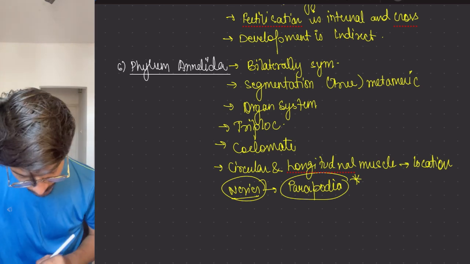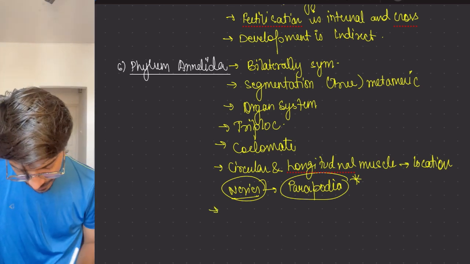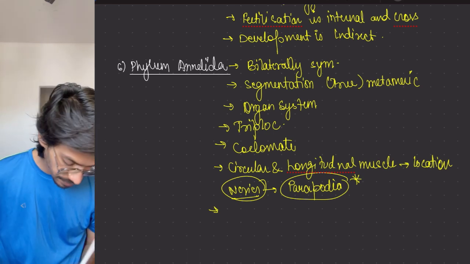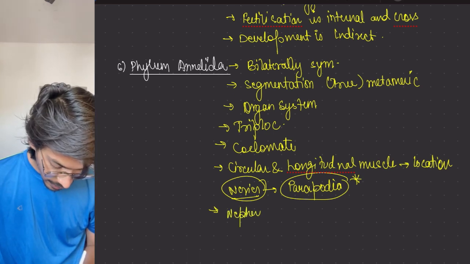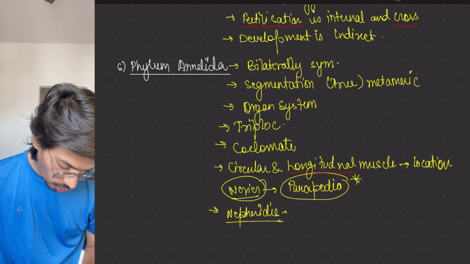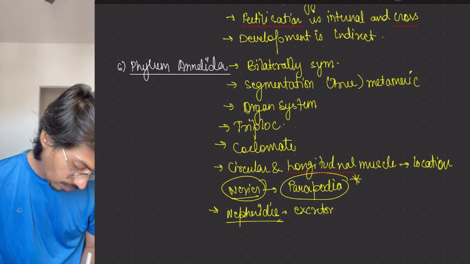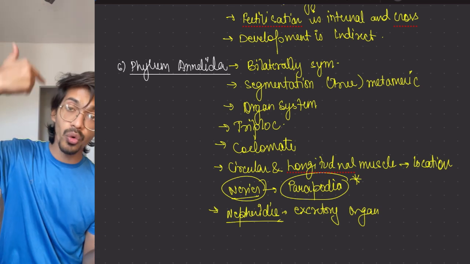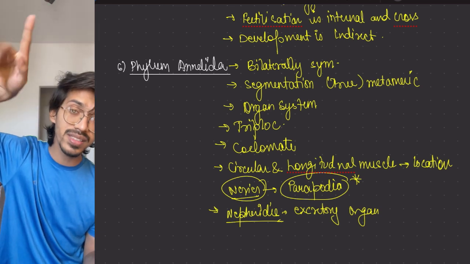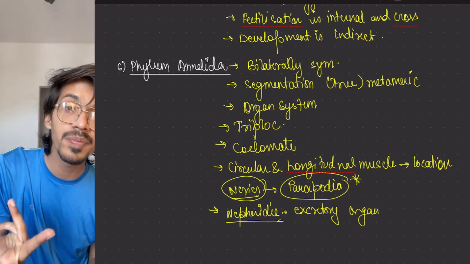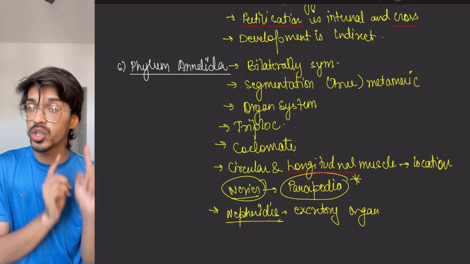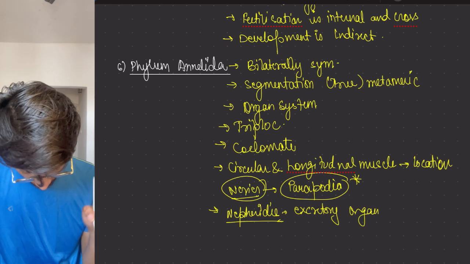Coming back to it, the next thing is their excretory organ. That is nephridia. Very important. Nephridia are the excretory organs. Like we have kidney, we have nephridia. Before that, we have studied flame cells, which are present in the platyhelminthes. Remember it. Important point, in the excretory system these things will come. That's why we are doing it right now.